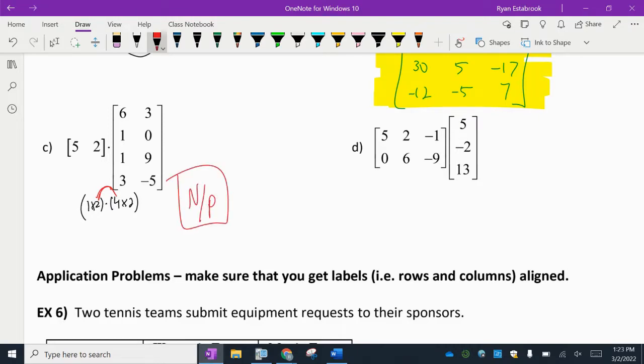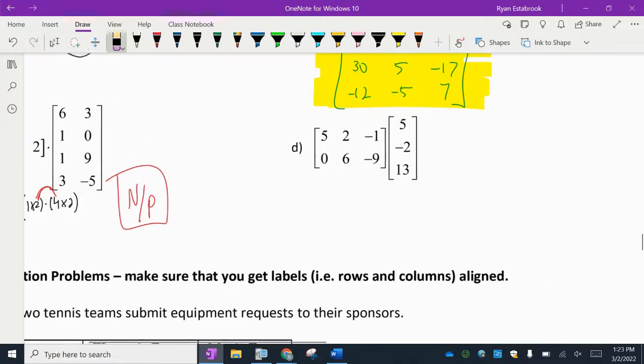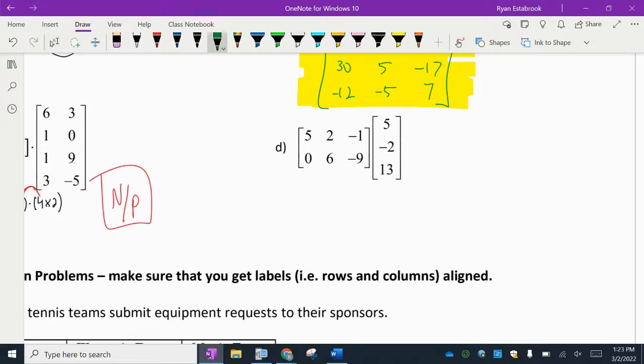It can't be done. If you tried to take this row by that column, 5 times the 6, 2 times the 1, but then there's this other 1 and 3 in this column that don't have anything to multiply by. That's why it's not going to work. So not possible.